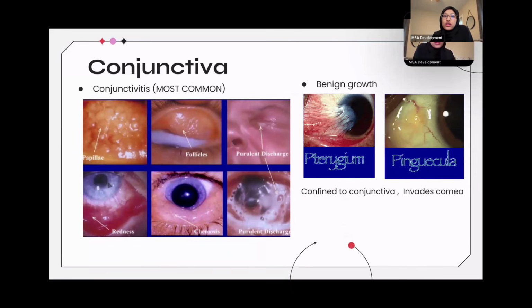Conjunctivitis is the most common cause of pink, red eye in the conjunctiva. You will see all of these findings, which I'll come to. And then there can also be benign growth in the conjunctiva itself, growth that is not really inflammation. One of them is called pterygium, and the other one is pinguecula. Sorry, my bad. This one is confined to the conjunctiva, and this one is invading the cornea. I'll get back to that in a bit.